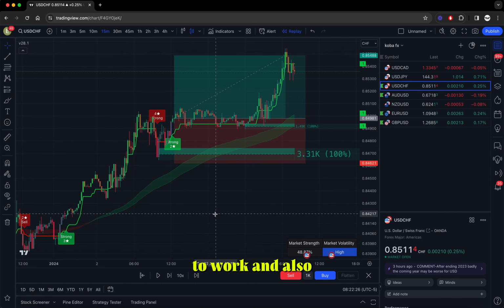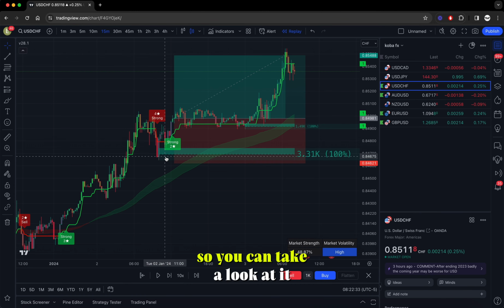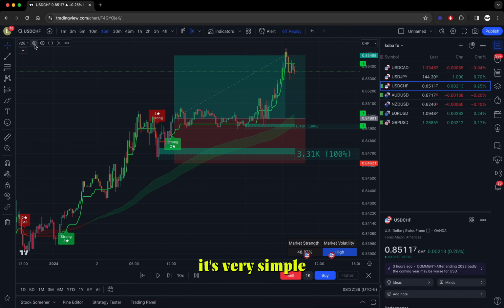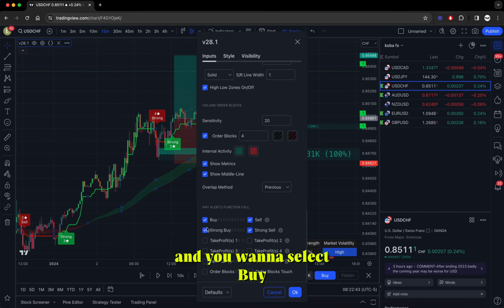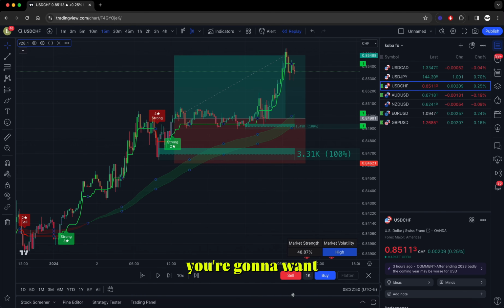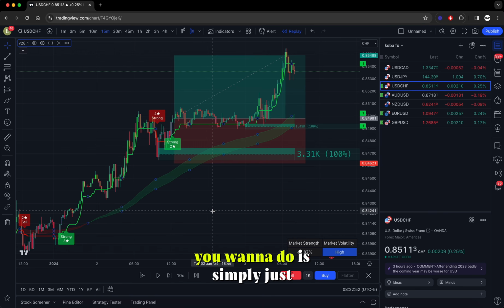And also, if you don't want to be looking at your charts all day and instead you want to be notified every single time there's a signal, so you can take a look at it and see if it qualifies for the system and qualifies for the trade by looking at the other confirmations, it's very simple. You want to go over here to the settings page, you want to scroll all the way down, and you want to select buy, sell, strong sell. Okay, this is going to select the notifications that you're going to want. You're going to press OK.